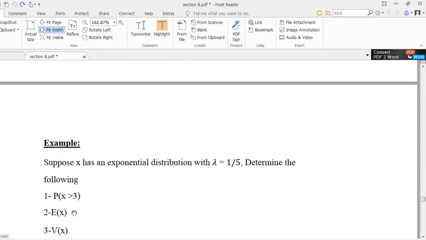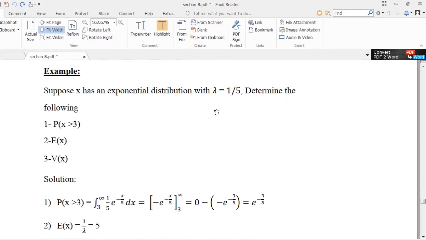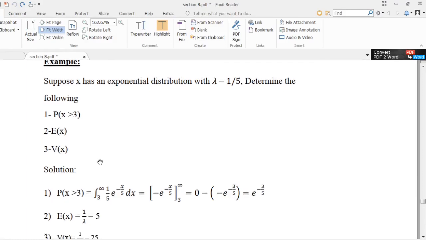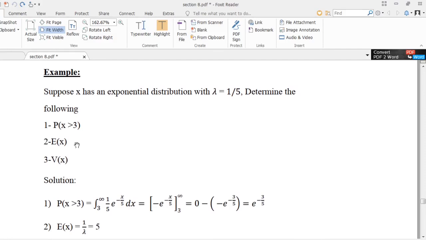So if you have an example, it says that you have an exponential distribution with lambda 1 over 5. Find P(X bigger than 3), the expected value of x, and the variance. So what is bigger than 3? It's 3 to infinity. So we substitute the function, one fifth times e to the power negative x over 5. You will do the integration.